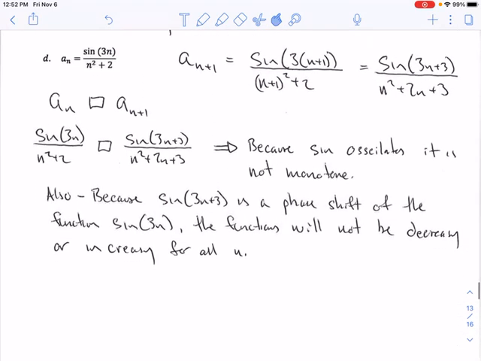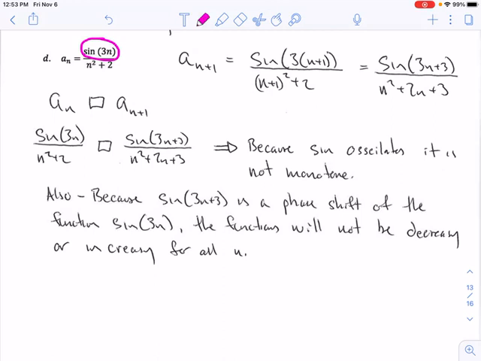And the last one that I'm going to do here, we have a trigonometric function. All right. Now this one is a little bit trickier, but right off the bat, we know that the numerator is a sine function, and sine functions are oscillating. So if it's oscillating, we probably already know that it's not going to be monotone. And that's pretty much all you really need to realize.